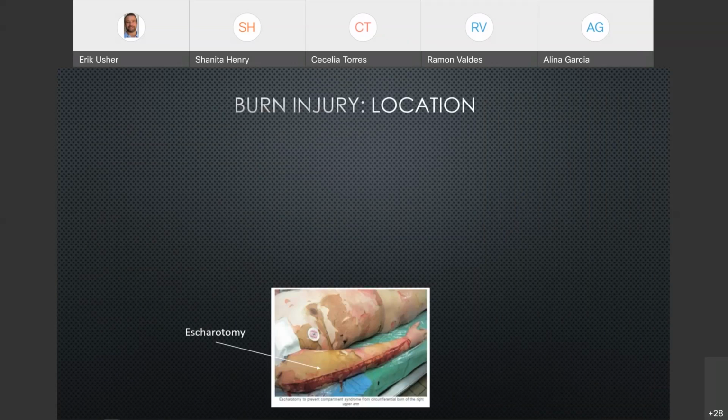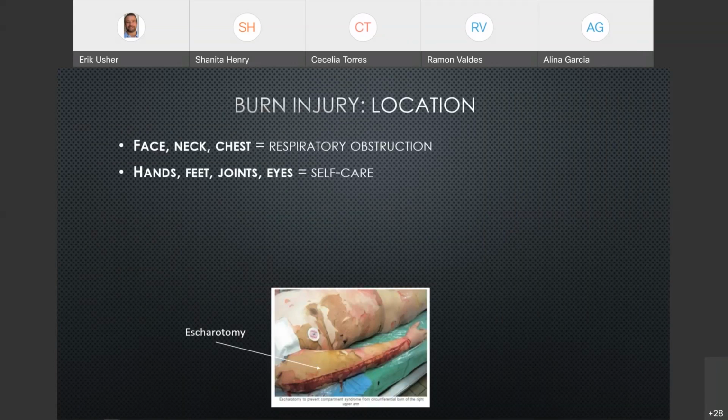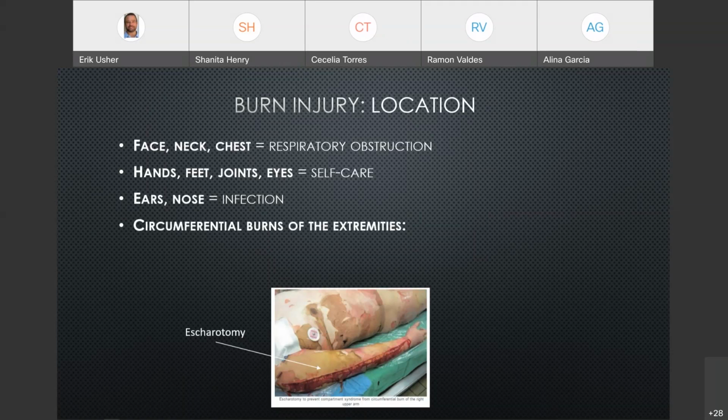Location of injury gives us clues. Face, neck, and chest, we worry about respiratory. Always worry about respiratory. Hands, feet, joints, and eyes, it's all about self-care. This patient's going to have a lot of problems down the line. Ear and nose, we worry about infection. Again, especially in the nasal passages there, we have all those hairs. We have turbinates that moisten and humidify the air, and all these physiologic and anatomical structures that help catch bacteria. If we destroy those, then we have a higher likelihood of that.